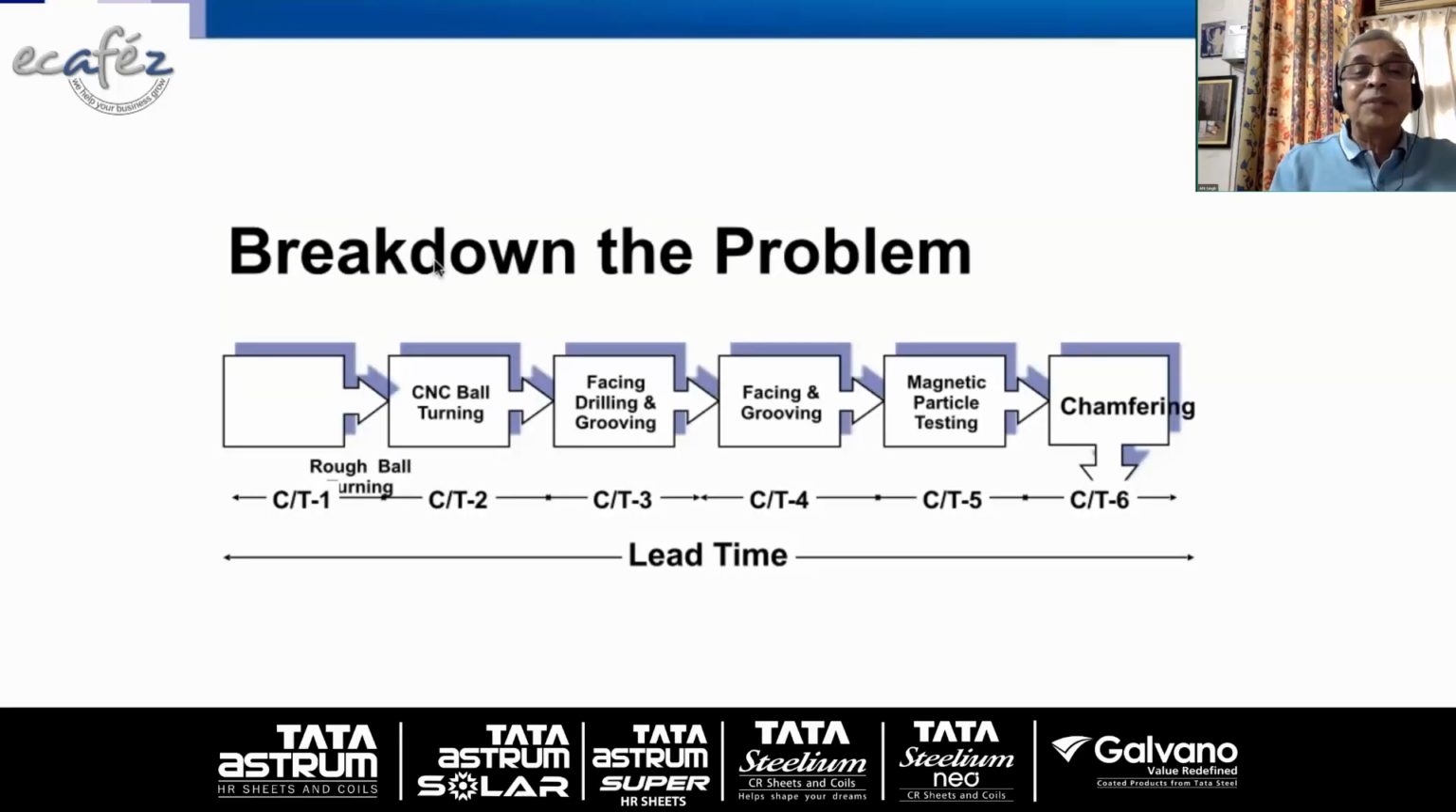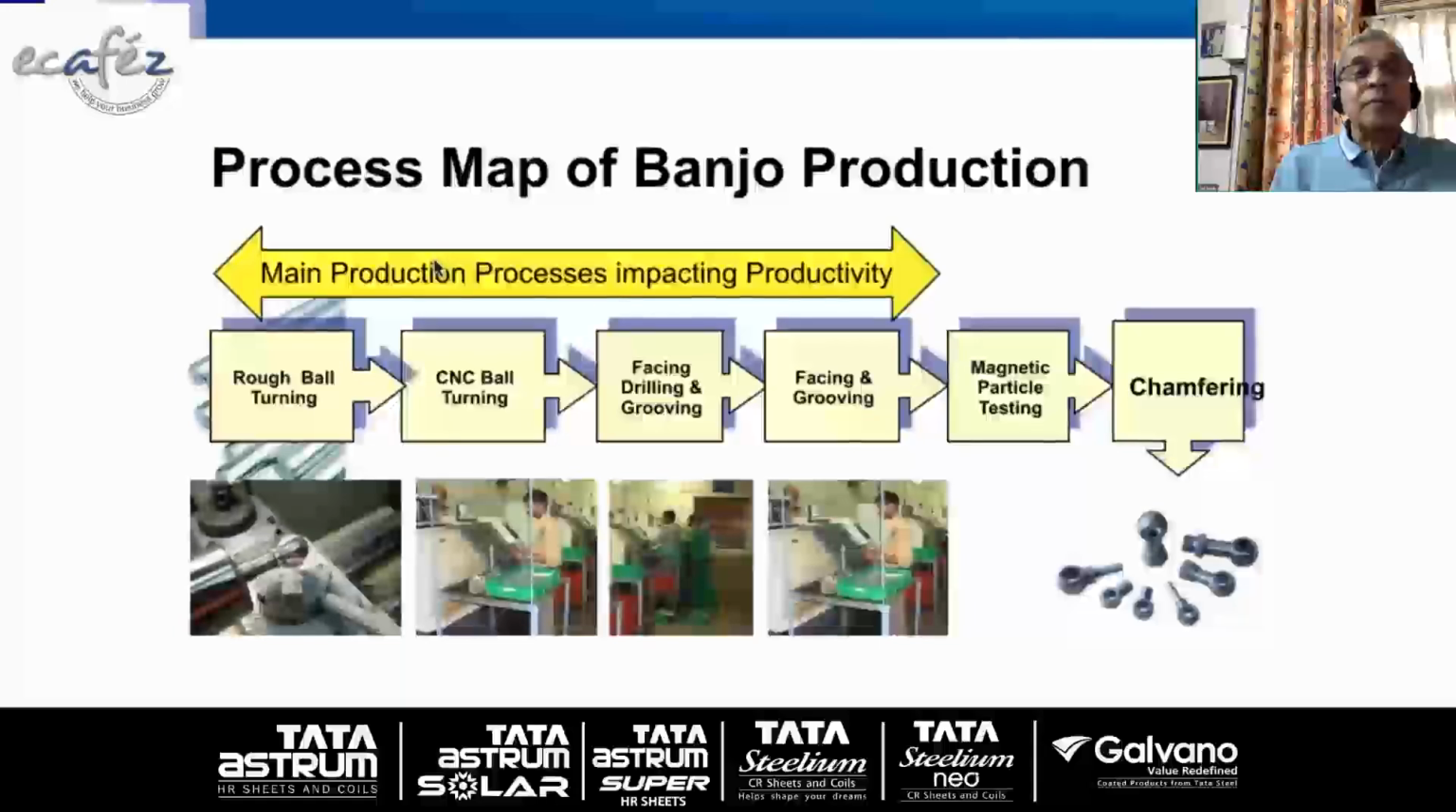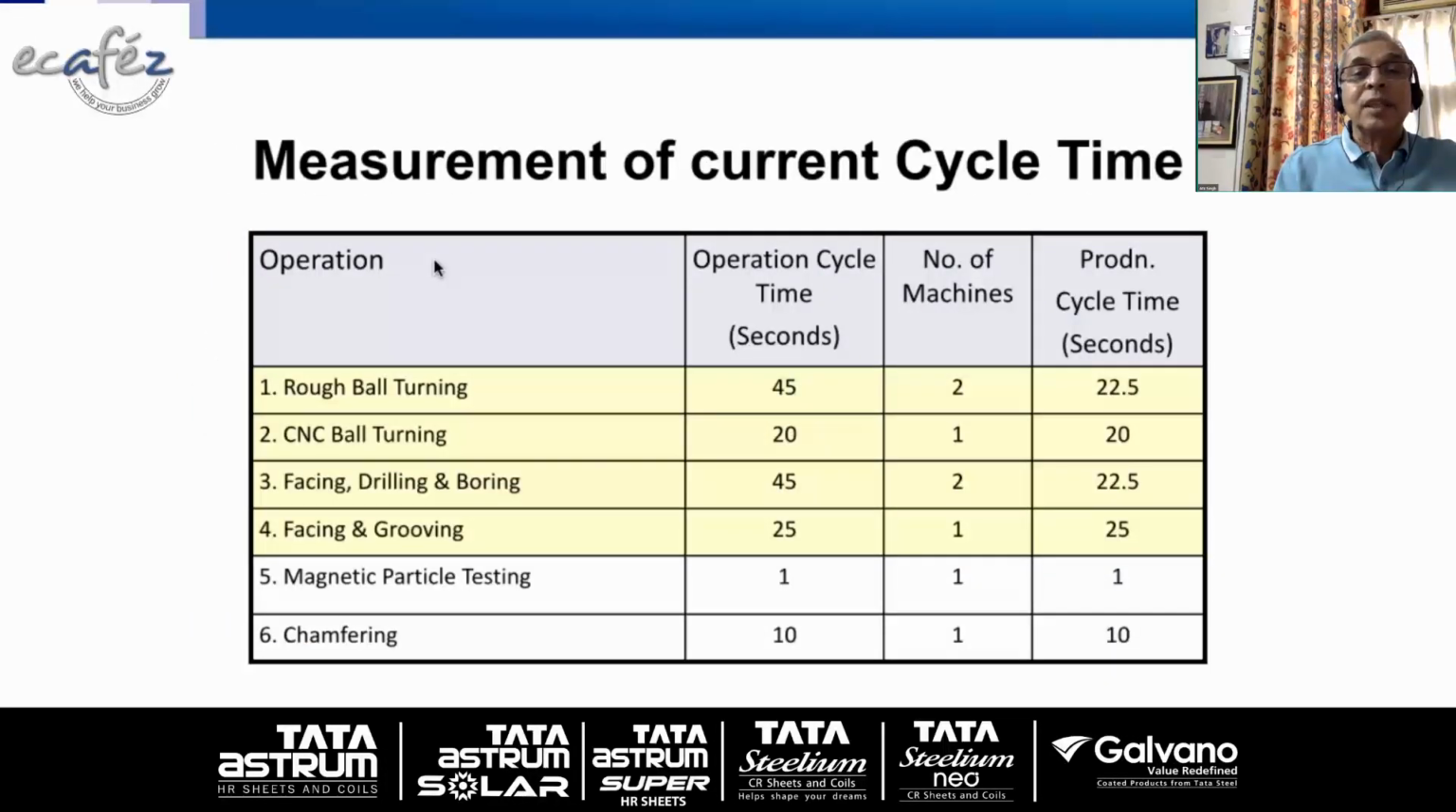The cycle time of each process was collected using a stopwatch, using the industrial engineering method, and several readings were taken and recorded. The total lead time from beginning to end was to be reduced, and the cycle time was the challenge. In the process map of the Banjo production line, the ball turning is shown more clearly. These are the 4 main processes that need to be addressed. Magnetic particle testing and chamfering were not a problem. So the focus should be on the drop ball turning and CNC machining processes.